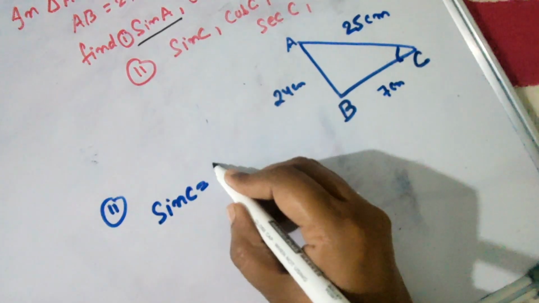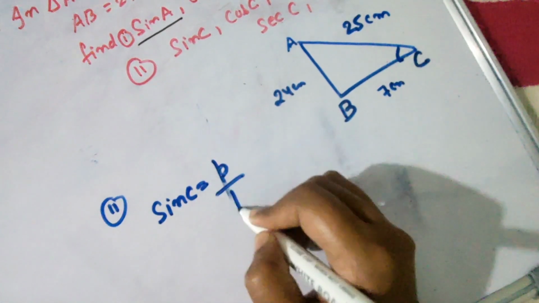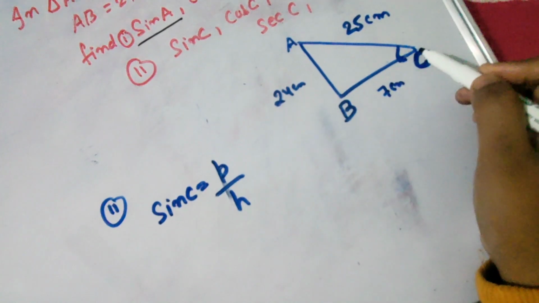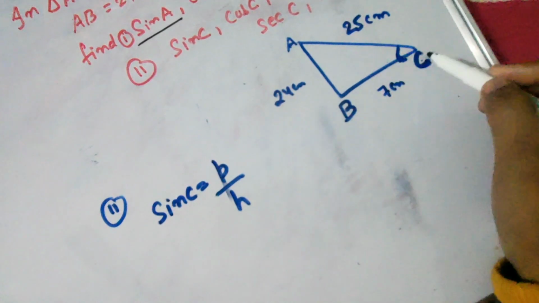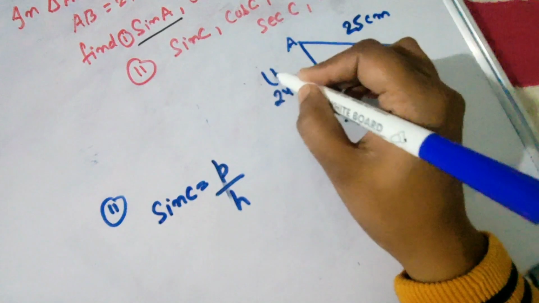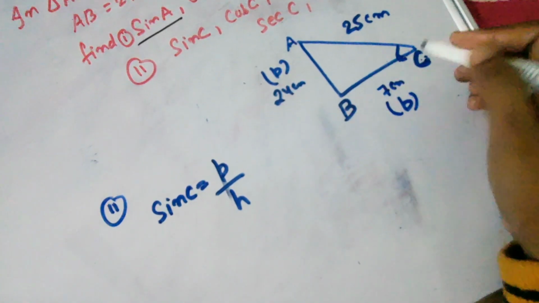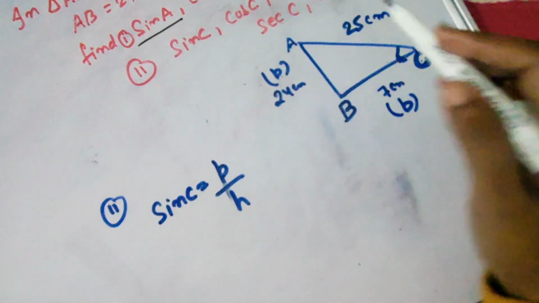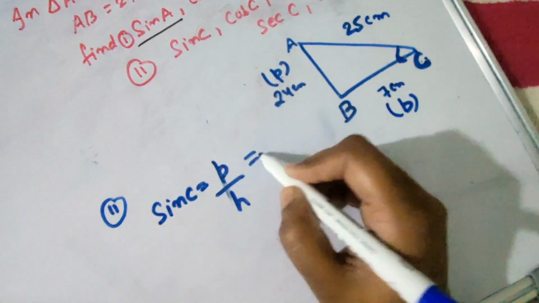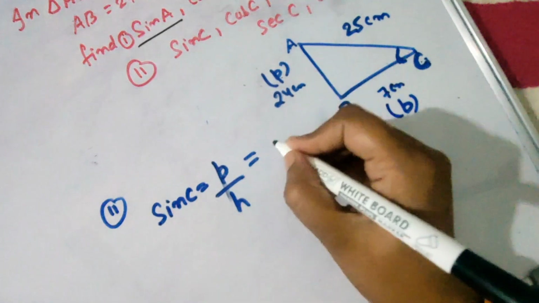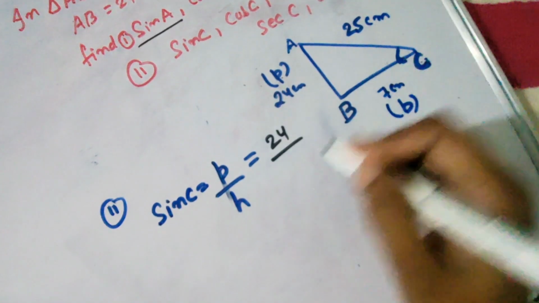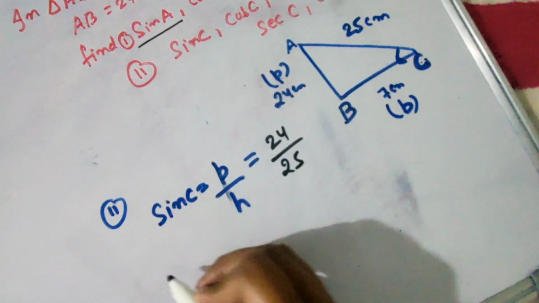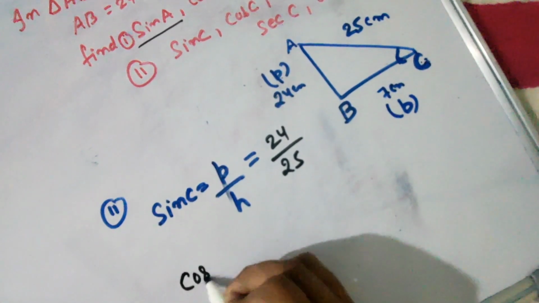Sine's formula is the same, perpendicular by hypotenuse. But according to angle C, the perpendicular is the side opposite to angle C. Then this is the perpendicular and this is the base, because you find angle C. So the perpendicular is 24, and the hypotenuse is the same, 25. So it is 24/25.